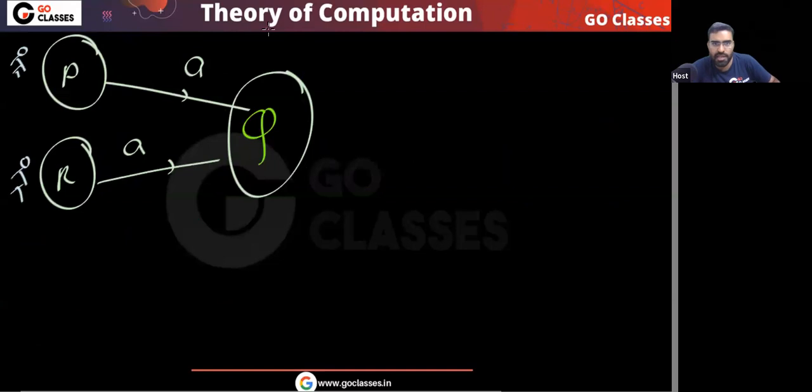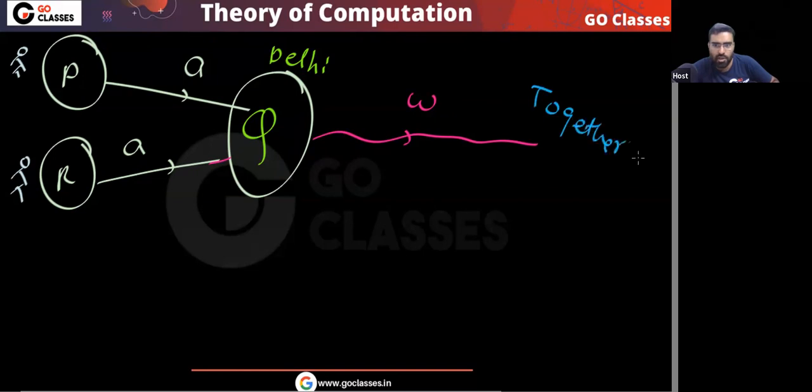Let's assume they are meeting in Delhi. Let's assume this is Delhi. They are meeting at state Q. Now whatever string comes, they will always go together. Yes or no? Because P comma R on symbol A, they are meeting in Delhi, now in Q. Whatever string comes, they will always go together. Final together, non-final together.